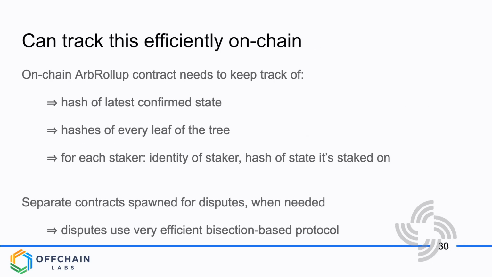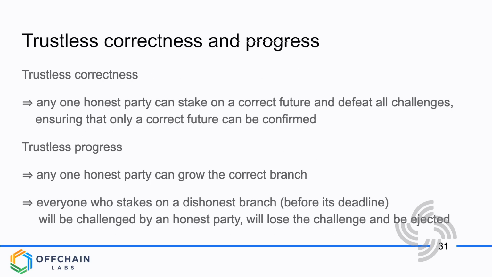Now, dispute resolution is very efficient. It uses a bisection-based protocol. If you've seen past Arbitrum talks, you've probably seen stuff about that. So this protocol gives you some really nice properties. It gives you trustless correctness and progress.